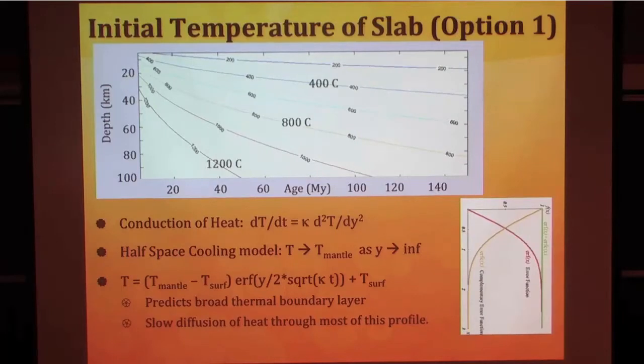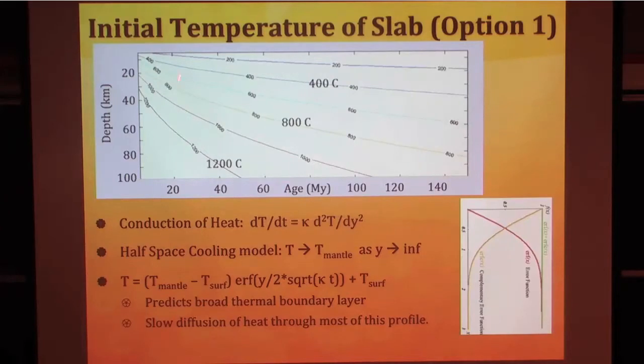Is y here the thickness of the slab or distance? Y is distance down. Y is depth down. And if you think of age here, it could also be distance from the ridge. Okay. So here your ridge would basically be up here. And then these are the contours showing the temperature as you go away from the ridge. So this is 400 degrees, this is 800 degrees, this is 1200 degrees. Okay. As a function of age, for some constant spreading rate.